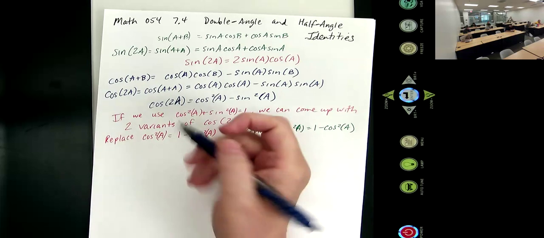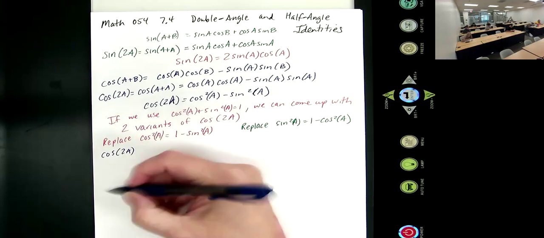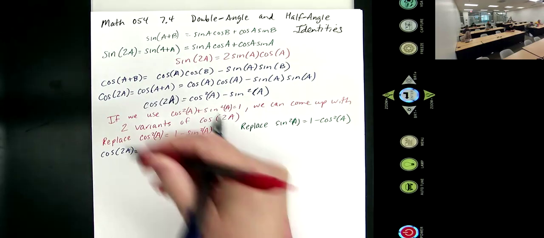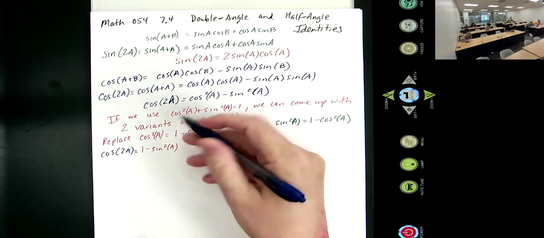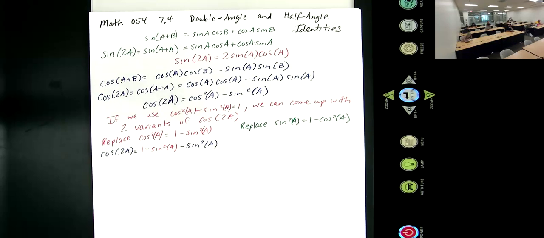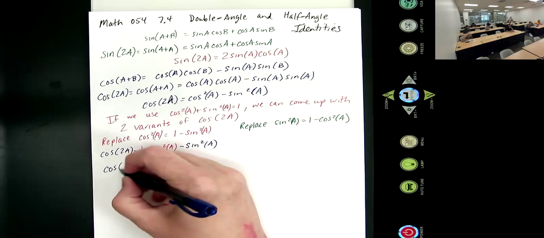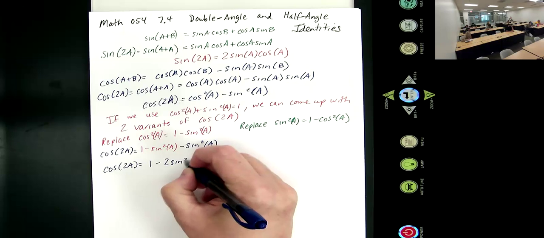Alright, so let's just look to see what happens when we do this one. We have cosine 2a, and we're gonna replace cosine squared with 1 minus sine squared. And then I have the original minus sine squared a. So one of these variants is cosine 2a equals 1 minus 2 sine squared a.